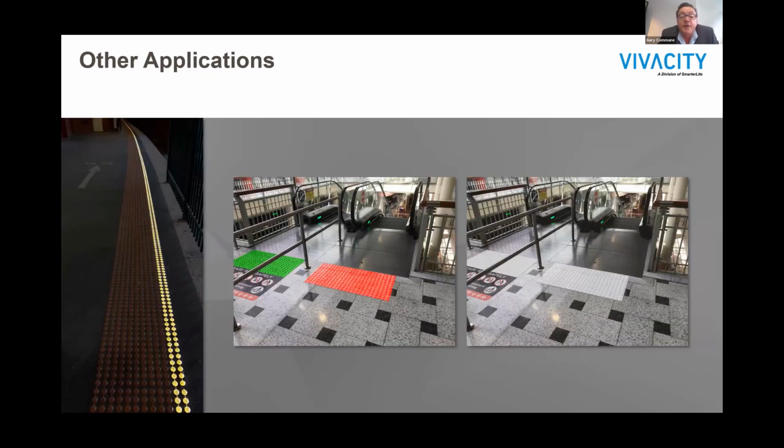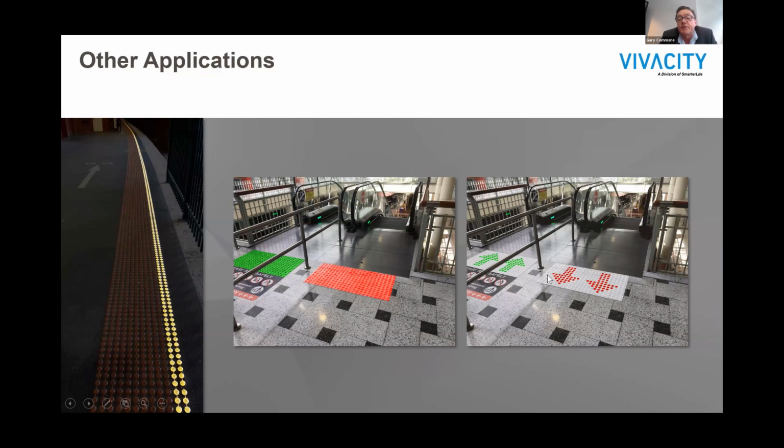Other applications, well, look at the right-hand side first. This is a project we're doing with a European manufacturer of escalators. Again, it's a huge problem there where people do fall or go down the wrong part of the escalator. So what we're showing here is two things we can do with our tactiles. They will blink green, which means this is the way you should be going, and red where you should not be going. This is up and this is where we're going down.